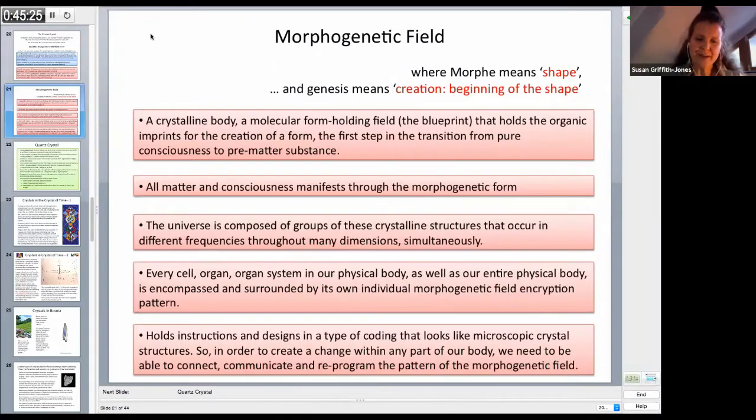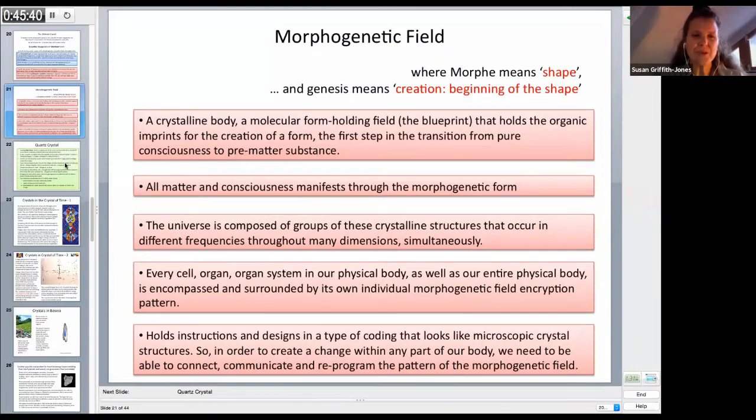So in order to create a change within any part of our body, we need to be able to connect, communicate, and reprogram the pattern of the morphogenetic field. Now the question arises, how do we do that? And I'll address that in a minute.